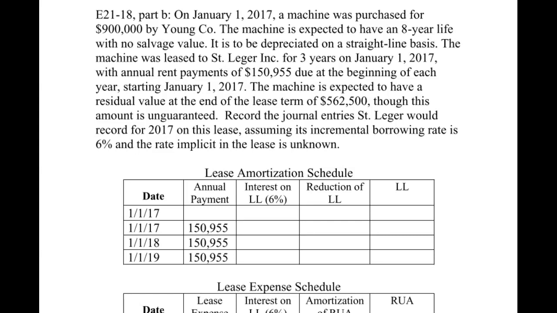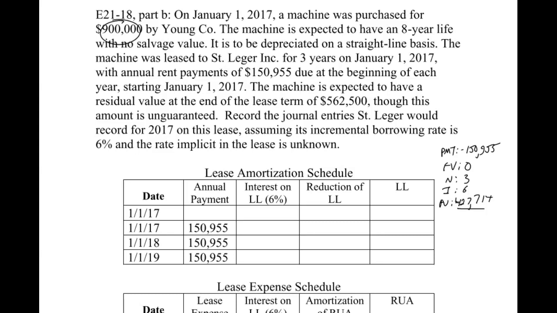A couple of things here. First thing we need to do is calculate the present value. I'm going to just do it over here. The payment is going to be negative $150,955. Once again, I put numbers in as they are a cash flow to me. The future value is 0. Now, there's a residual value, but it's not guaranteed, so I don't care about it as the lessee. Number of periods is 3. The rate is 6. So the present value works out to be $427,714.